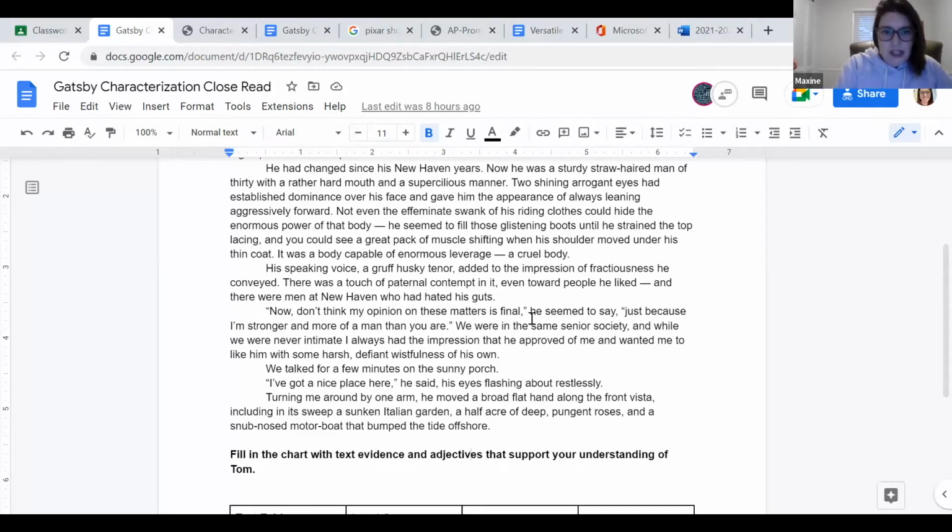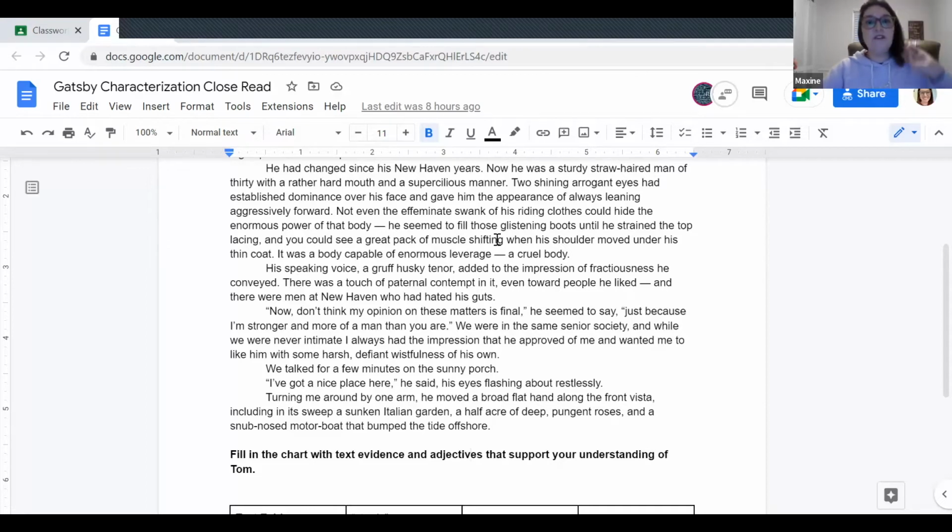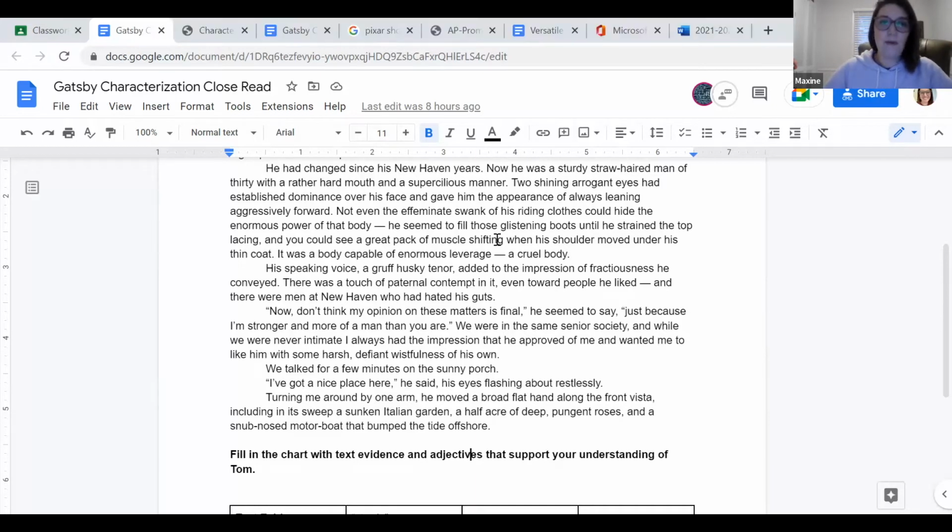If we keep reading, it says his speaking voice, a gruff, husky tenor, added to the impression of fractiousness he conveyed. So if we think about the way his voice is described, how might we sum him up there? Okay, I mean, maybe the word harsh, right? It talks about how his voice has this gruff, husky tenor, and that he gives the impression of being unruly or fractious. So yeah, maybe harsh.